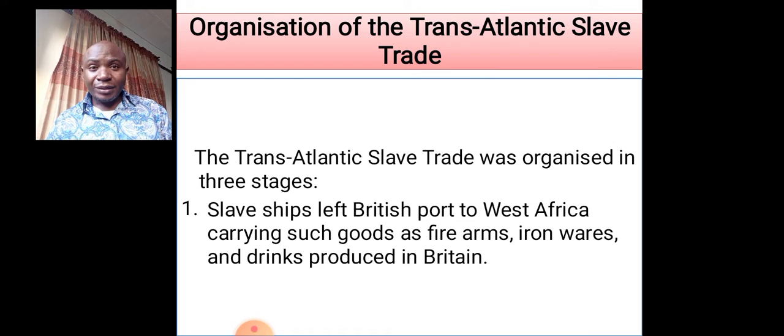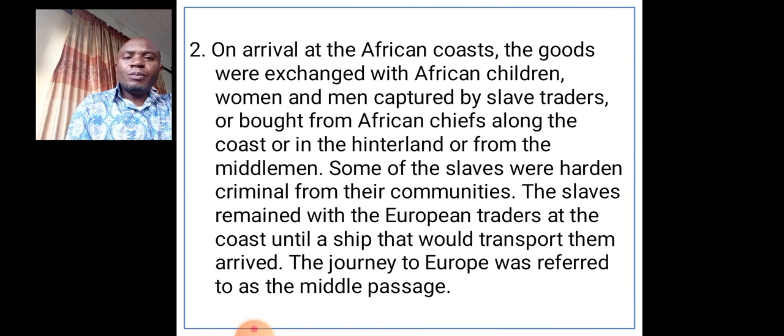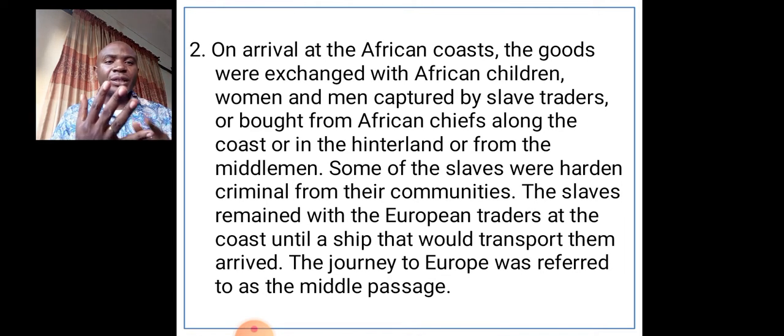When you look at firearms, that tells you what will happen. Those people who bought firearms, what were they doing with them? We're going to talk more about that. Let's see the second point. On arrival at the coast, this is the second stage of the organization, the goods were exchanged with African children, women, and men captured by slave traders or bought from African chiefs along the coast or in the hinterland or from middlemen.